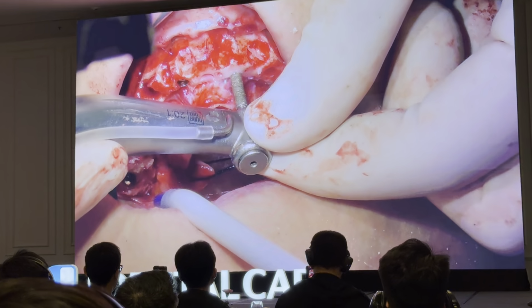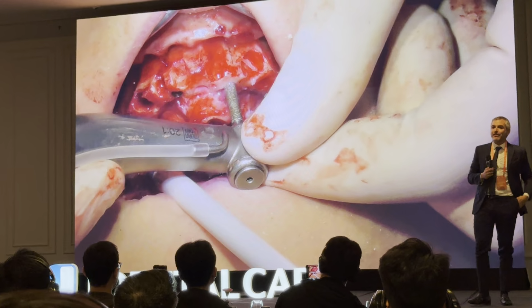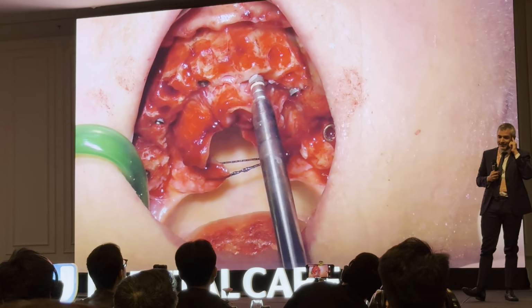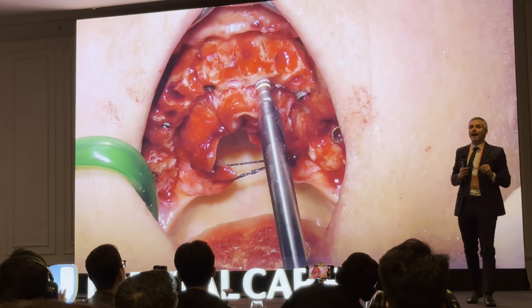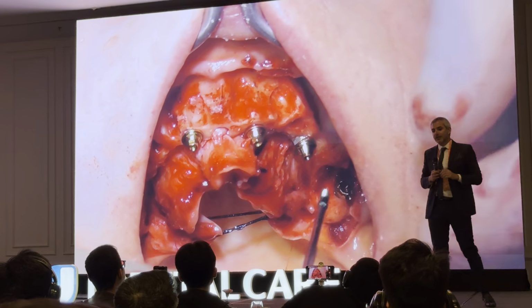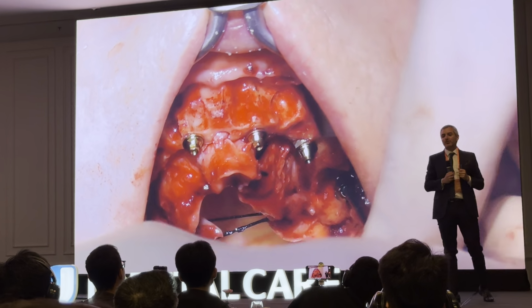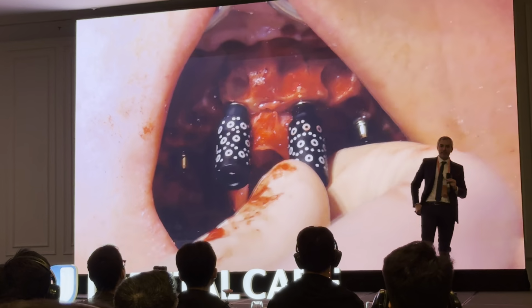Big cortical anchorage anteriorly. Okay, the BoneTrack drill underprepares the apical part for primary stability and prepares the same diameter of the implant in the coronal part, for having the perfect prosthetic axis. And look at the long screwdriver. Look where I'm working. I'm working outside the mouth.